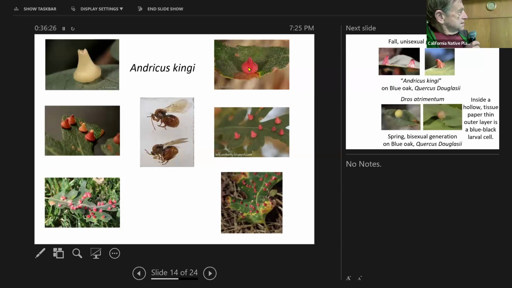Andricus kingi typically occurs on the underside of our valley oak leaves. And it's these cute little volcano-shaped, conical galls, sometimes sort of cream colored, usually sort of red, and once in a while on the pink side. And what comes out of these are all females.